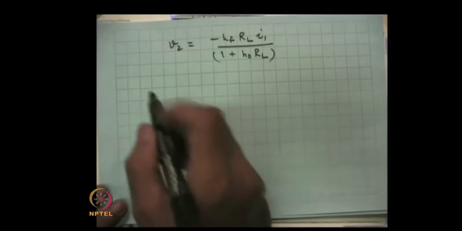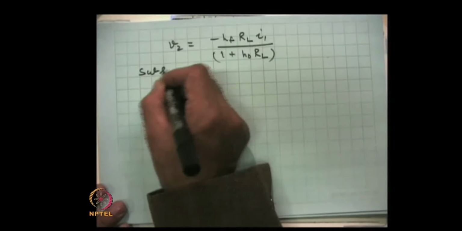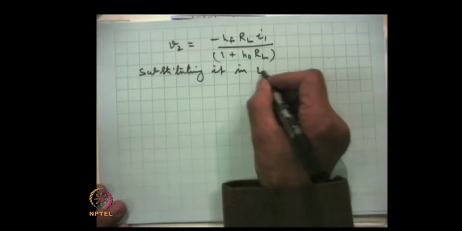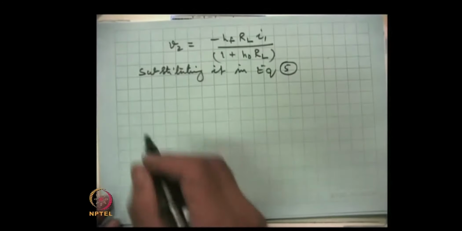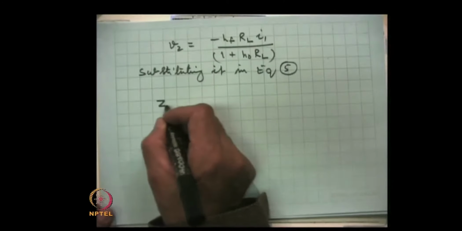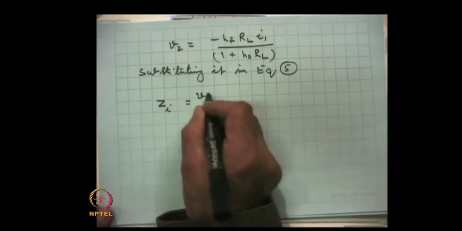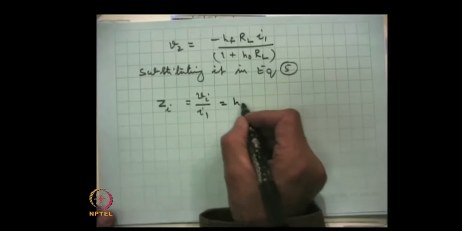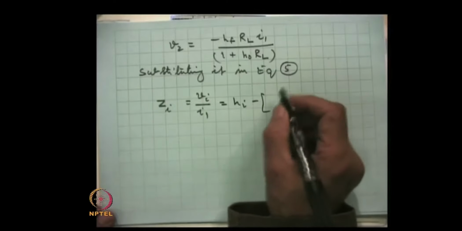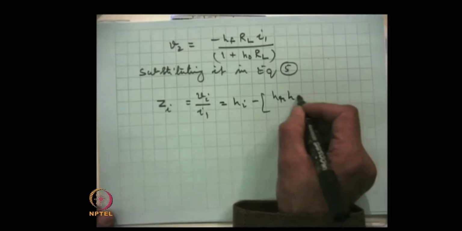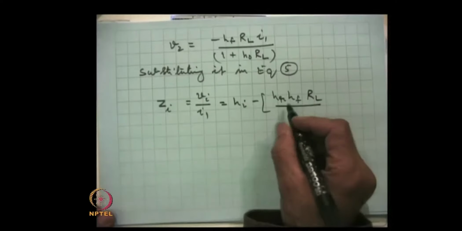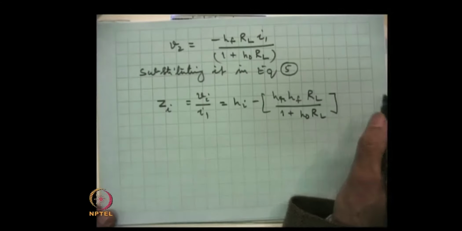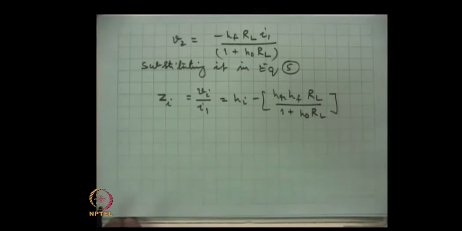So, substituting it in equation 5, we get ZI, this is the expression for input impedance.